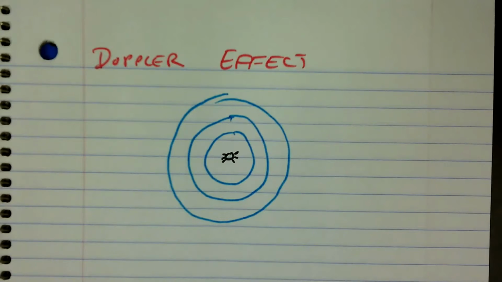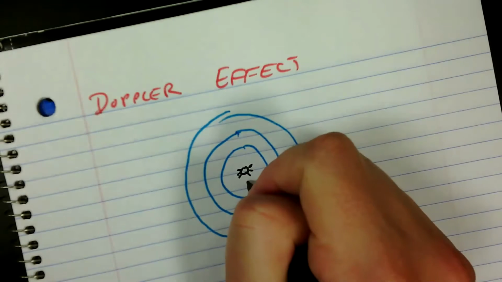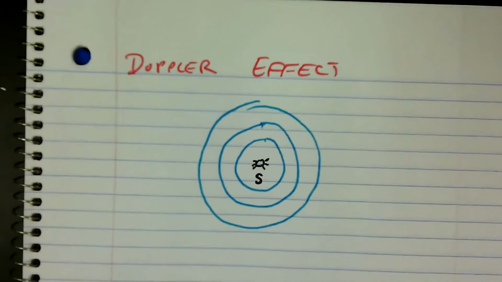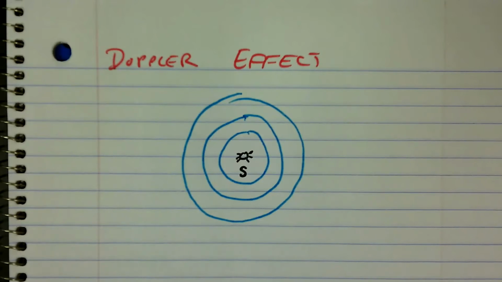We're going to say that because you're the one making these waves, I'm going to label you as S. The S means the source. You are the source of the waves, right?